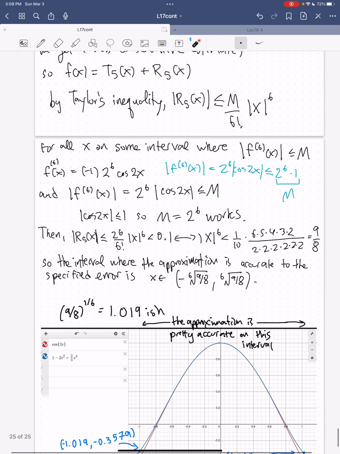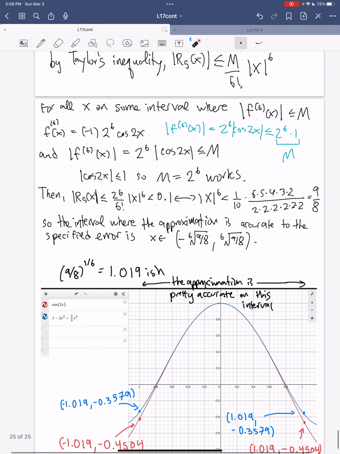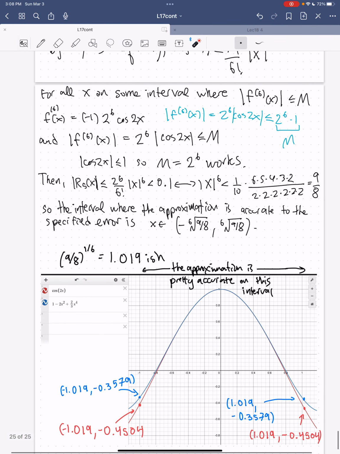So here again, we've got the two graphs. Again, red is cos 2x, and the blue one is the polynomial approximation we're using. And we can see that these curves are pretty close to each other, and the difference between them is 0.1, exactly as far as we end up finding with this interval.